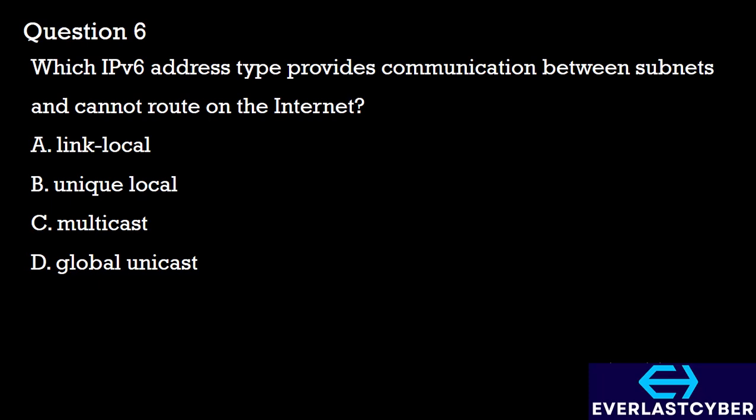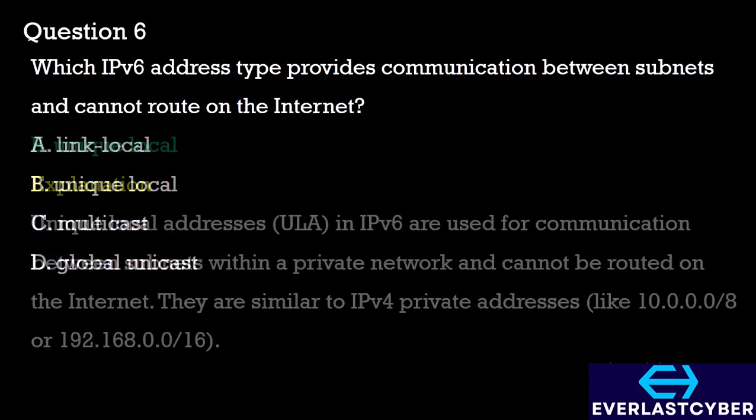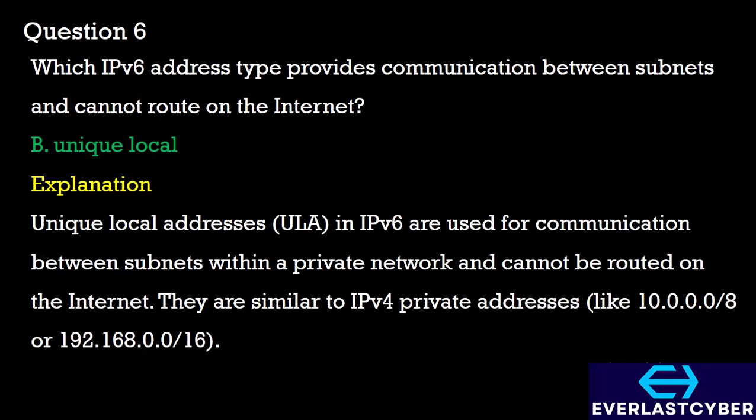While the global unicast addresses are globally unique and can be routed on the internet, so this does not apply to our question here. The answer is option B, the unique local addresses. They are similar to IP version 4 private addresses. However, they are used for internal networking within an organization.